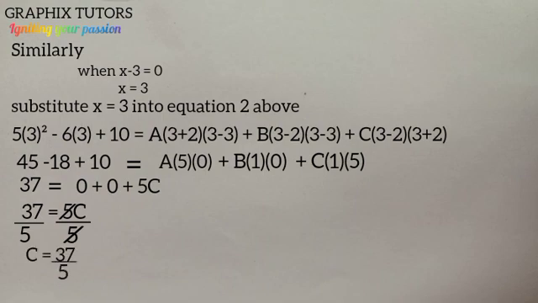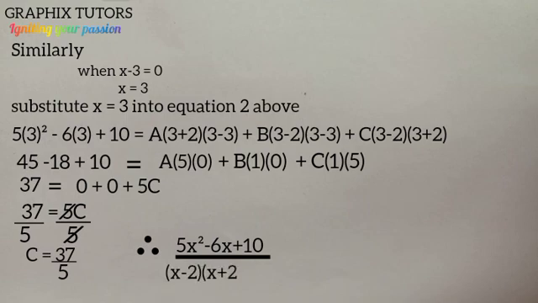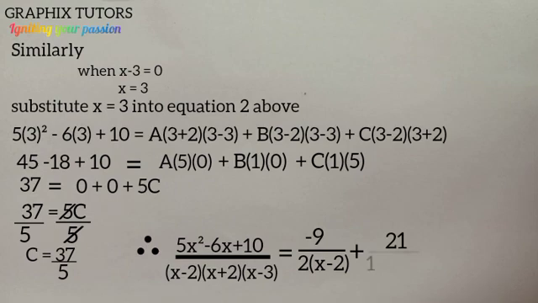Now you are going to substitute the values of a, b, and c into the above expression, that is my equation 1. When you do that, you'll have 5x squared minus 6x plus 10 all over x minus 2 into bracket x plus 2 into bracket x minus 3. That's what we're having here. Equals, now anywhere I see a, I'll put minus 9 over 2. So we have minus 9 over 2 all over x minus 2, I'm talking about equation 1, plus 21 over 10. Replacing b here, anywhere you see b, you put 21 over 10, all over x plus 2, plus c. What is c? c is 37 over 5. So anywhere you see c, you put 37 over 5 all over x minus 3.